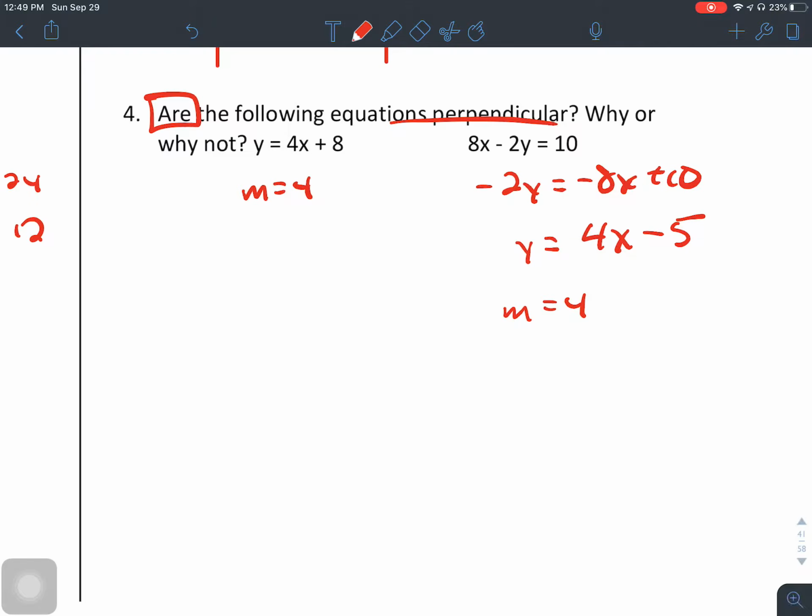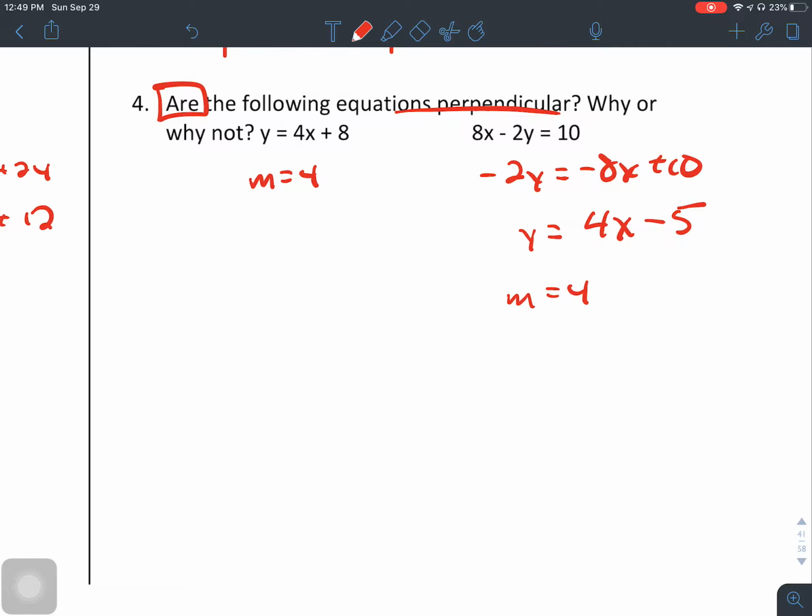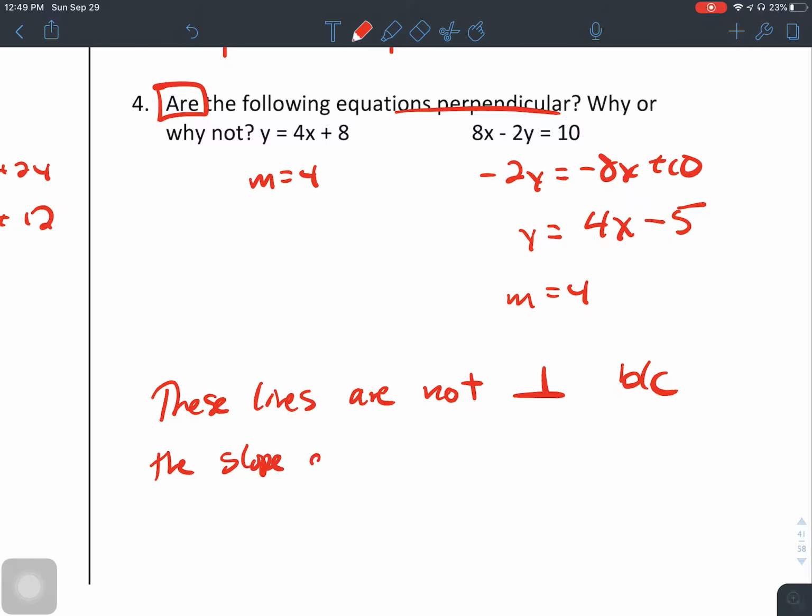Are the following perpendicular? These lines are not perpendicular. Why or why not, it asks? Because the slopes are not negative reciprocals.